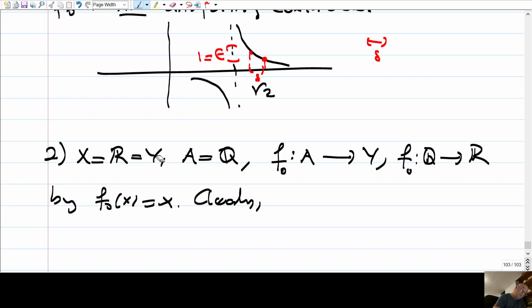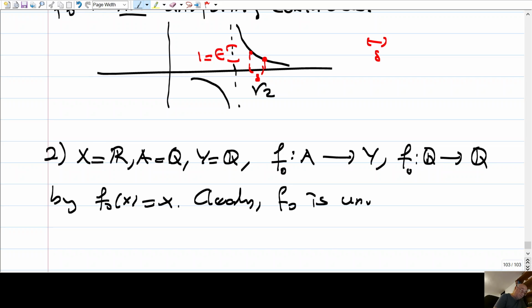I'm sorry, I made a mistake. Let me say A is Q, and y is also Q. Yes, now this is Q. From Q to Q, there's no problem. This function is well defined. It is the identity. Clearly, f0 is uniformly continuous.